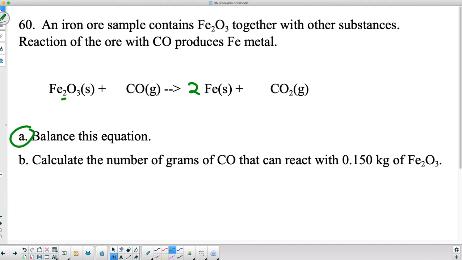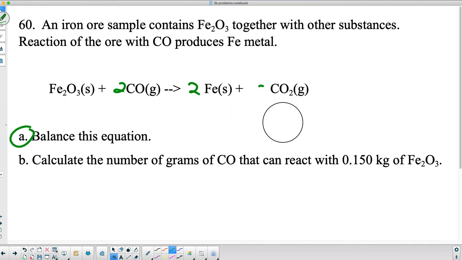Notice I have one carbon. This is going to be a problem. So for my oxygens, I have 3 here plus 1 here is 4 on this side, which means I need 4 on that side, which means I need a 2 here, which means I need a 2 there, which changes the number of oxygens that I have.